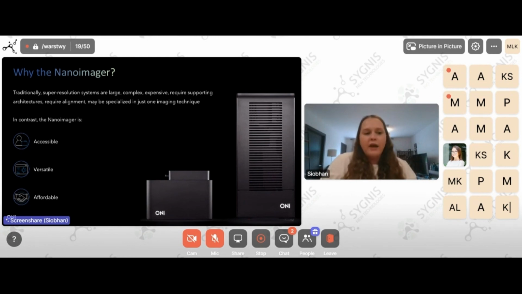You don't have to have it in a dark room. It is stable and compatible on any lab bench. And this is what makes us more accessible than other super resolution technologies. We have done a lot of work in making it very user-friendly, accessible and versatile to make it more desirable to a wide range of researchers.